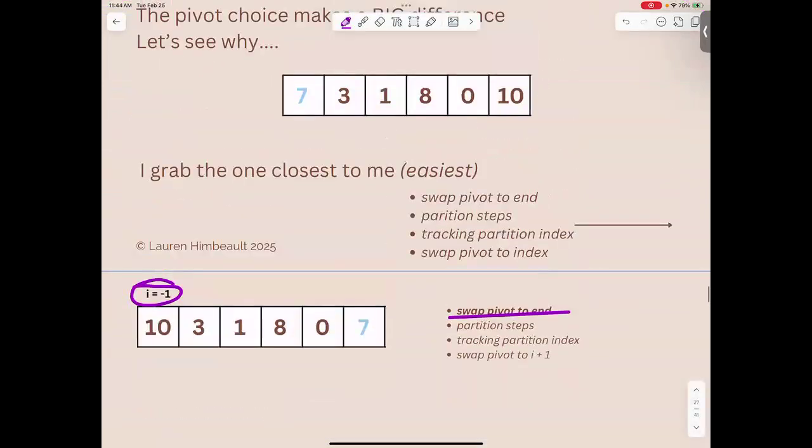So whatever was in the end previously, it was 10. I just did a swap. That's all I did. Straight up, just did that swap to get things started off. Okay, now it's time for me to do my partition steps and tracking index. I forgot I wasn't using my laser there, and so it stuck around.